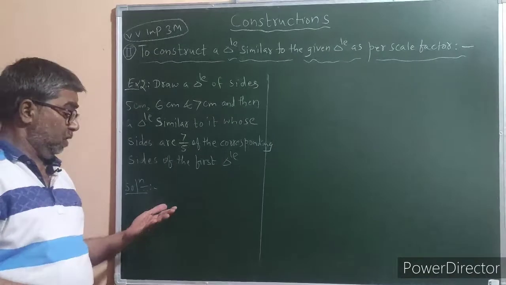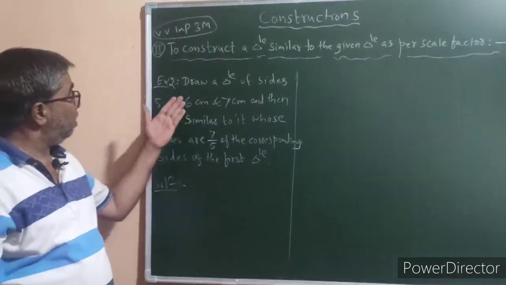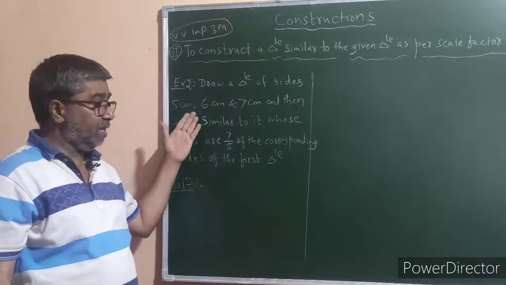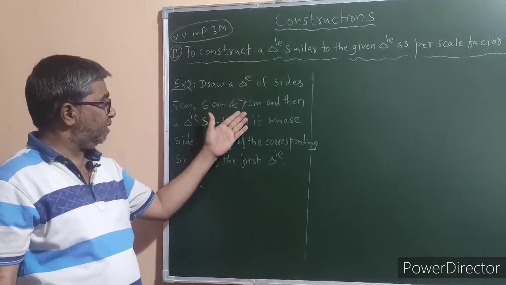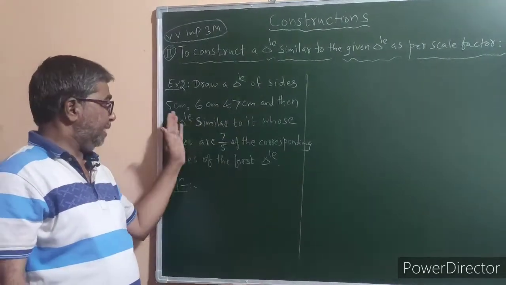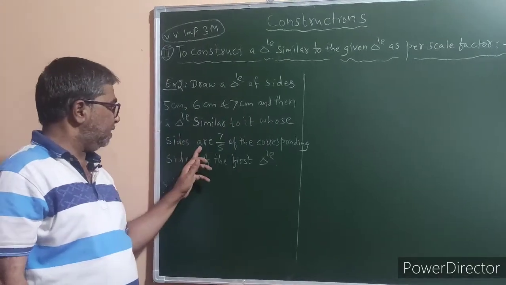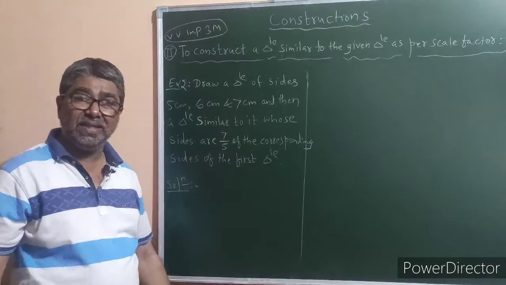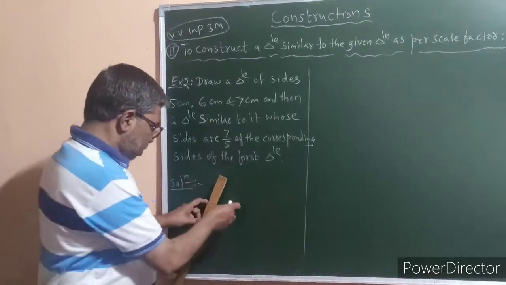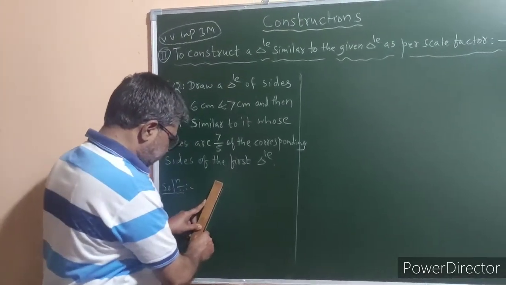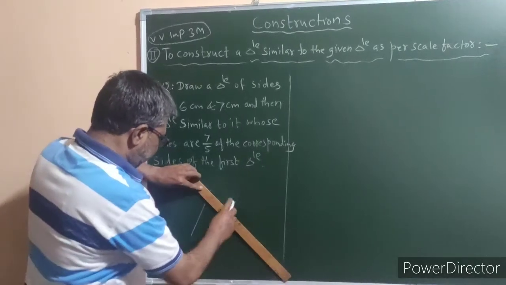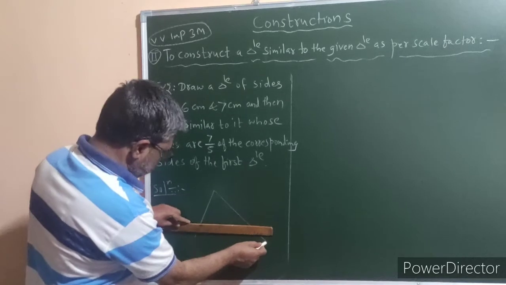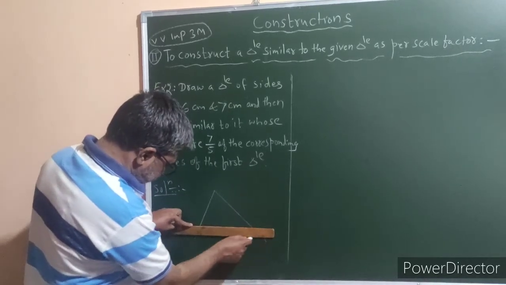Dear students, let us solve second example. Draw a triangle of sides 5 cm, 6 cm and 7 cm and then a triangle similar to it whose sides are 7/5 of the corresponding sides of the first triangle. So before construction, draw a rough sketch of triangle whose sides are 5, 6 and 7 cm.